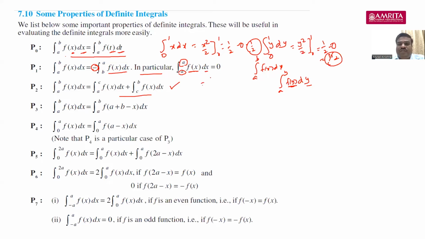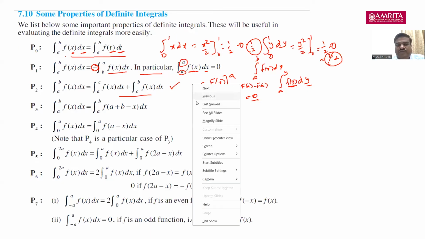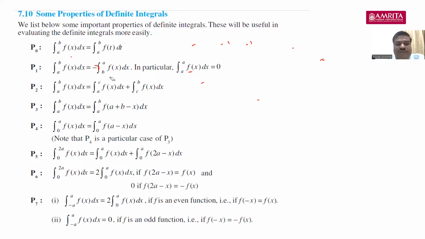So simple. If you do integration, let us assume this antiderivative is coming, and the upper limit is a and the lower limit is a. F of capital A minus F of capital A, the answer is 0. So if the limits are the same, then the answer of the definite integral is 0. And property number 3, please notice, is a P2 rule.